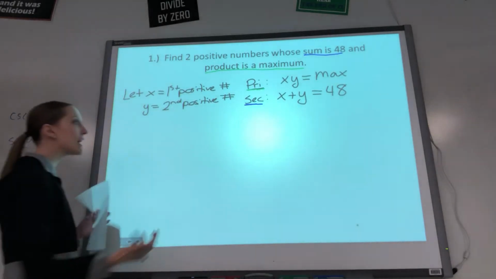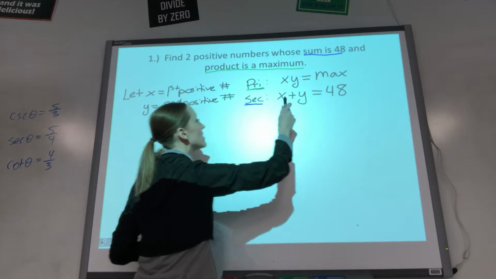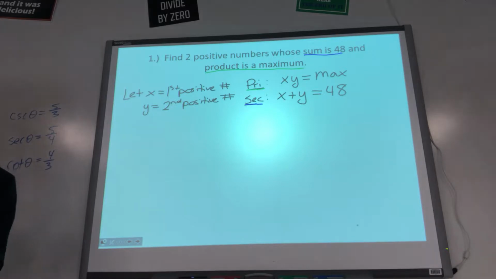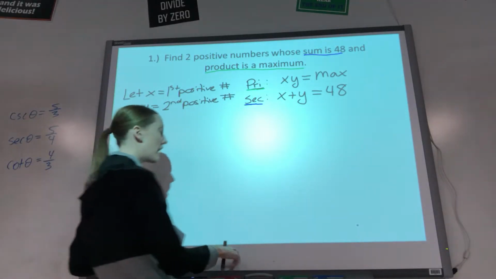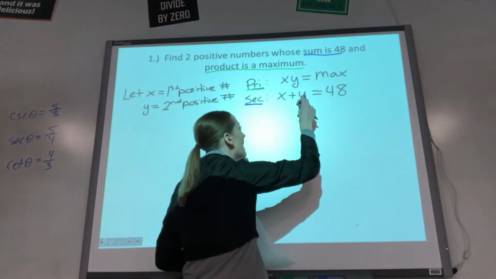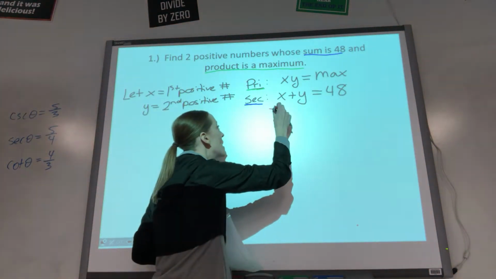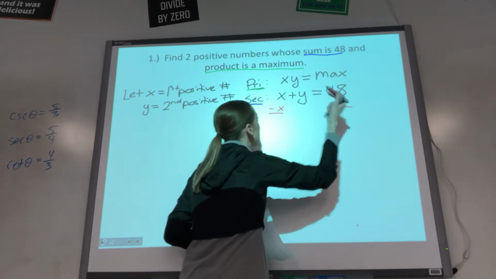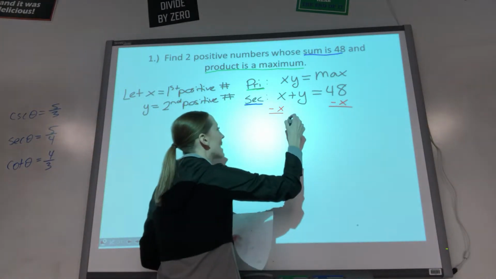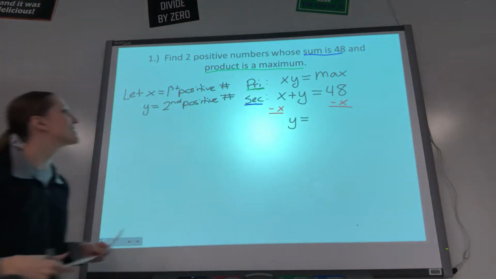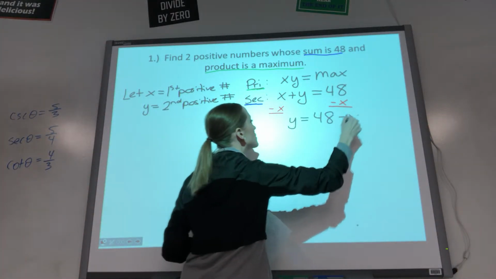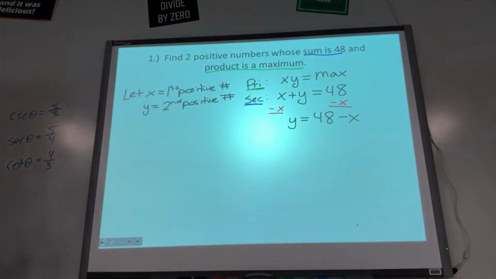Now, step 3 says solve the secondary equation for one of the variables. It does not matter which variable you solve for. Out of habit, for some reason, I always like to solve for y. Maybe it's because it kind of reminds me of slope-intercept form, good memories. So I guess that's part of the reason why I always solve for y, but it doesn't matter. Solve the secondary equation for one of the variables.